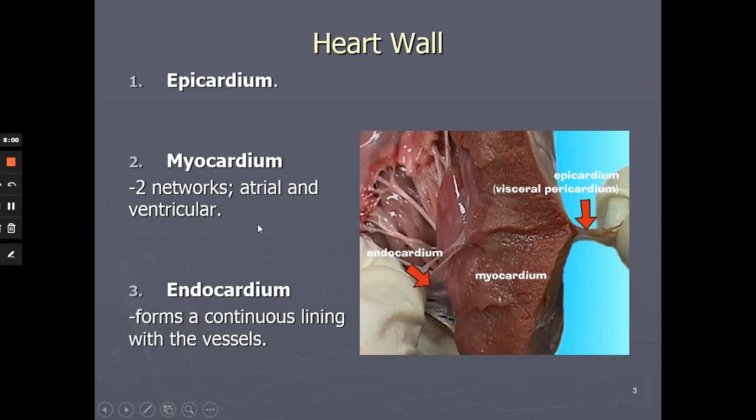There are two networks within the myocardium. They are the atrial and ventricular. These particular muscle fibers have gap junctions between them. So they are very close. They have gap junctions, and the muscle action potential will actually go from one fiber to the next via the gap junctions and spread throughout that myocardium.